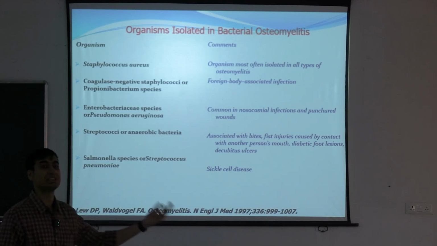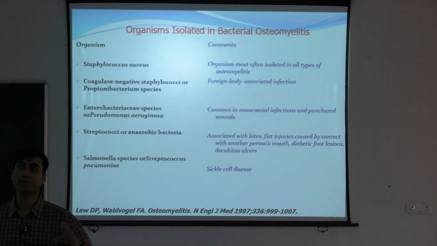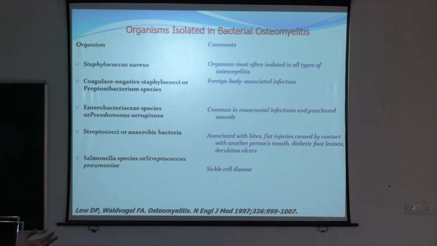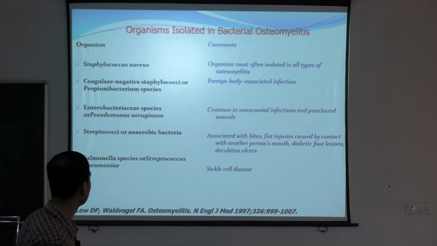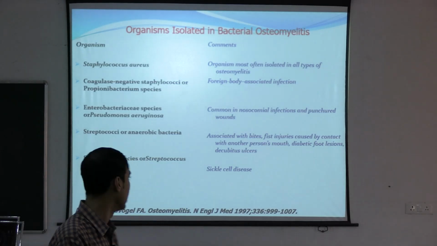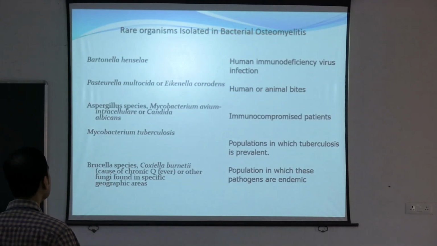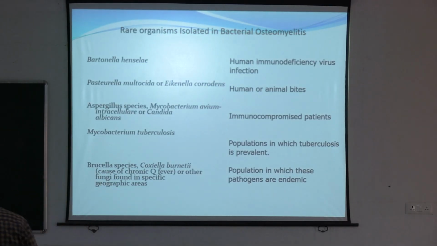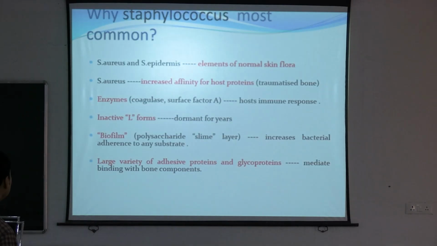On the other side, what are the most common diseases associated? A very common question during our PG days exam was sickle cell anemia. What is the most common organism associated with osteomyelitis? We have to write Salmonella species and Streptococcus pneumoniae. So you have to find either of these two organisms. Rare organisms: Bartonella, Pasteurella, Mycobacterium. This is just for completion's sake. Nothing important in these slides.